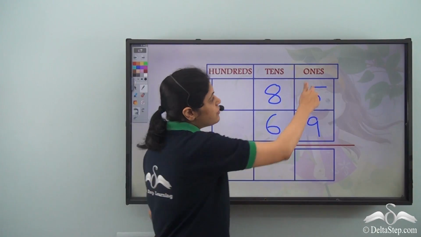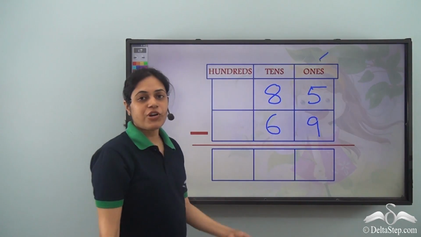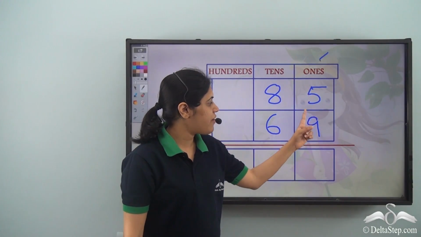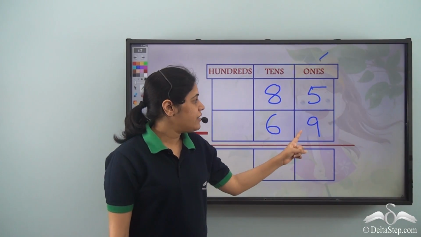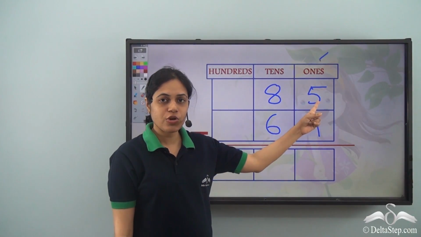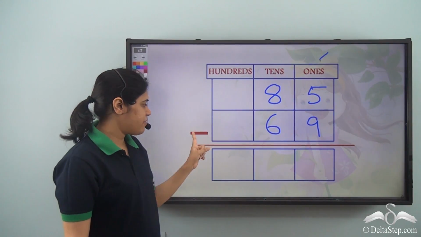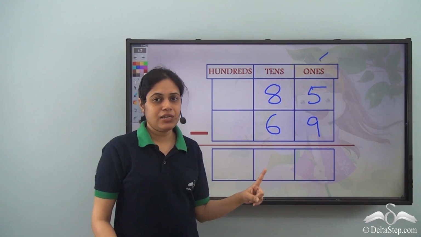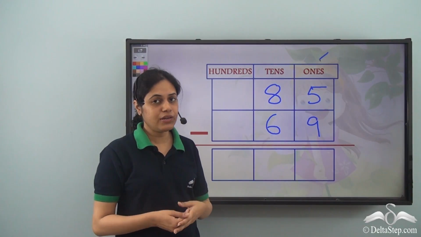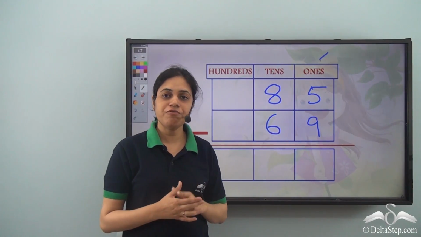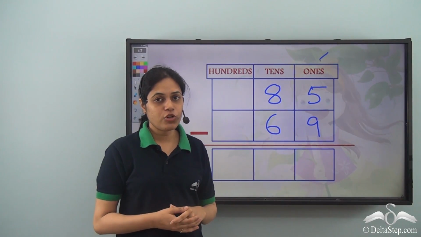First, I start with the ones room and subtract the digits in the ones room. So in the ones room, I have 5 and 9. I need to do 5 minus 9 because 5 is written on top. Now what is 5 minus 9? I cannot subtract a bigger number from a smaller number. So I cannot subtract 9 from 5. So do you know what we do?